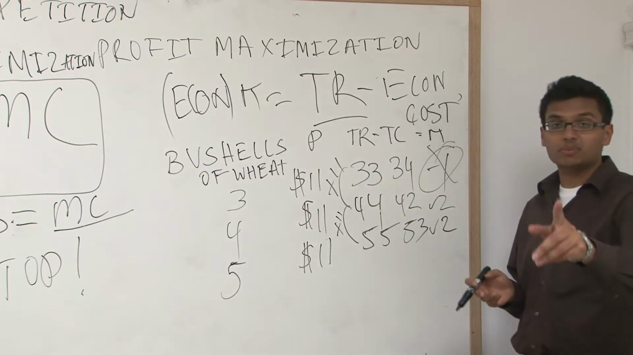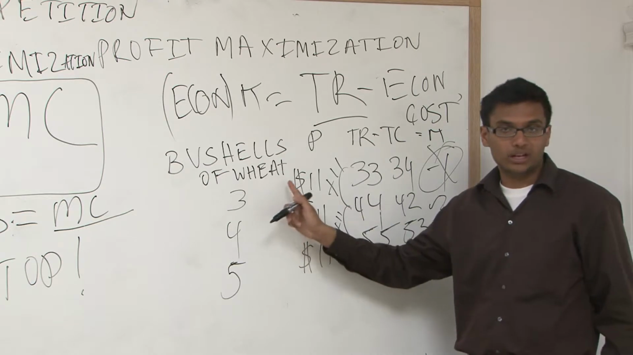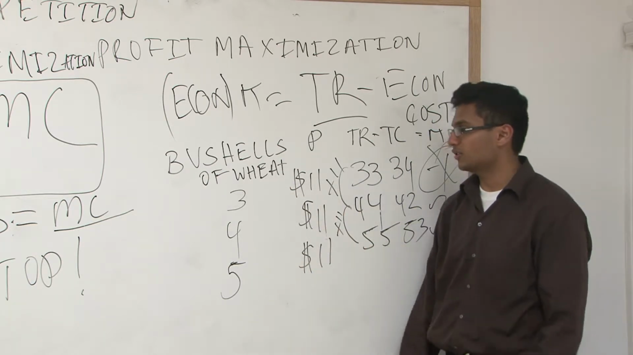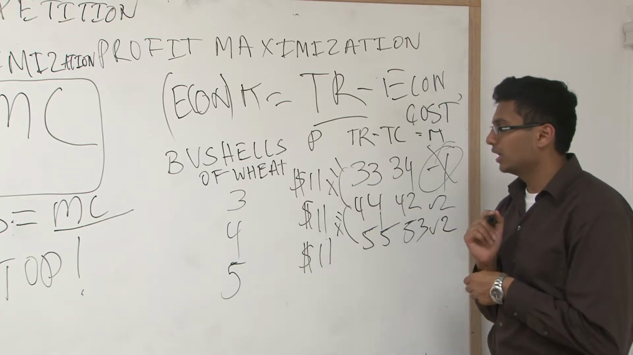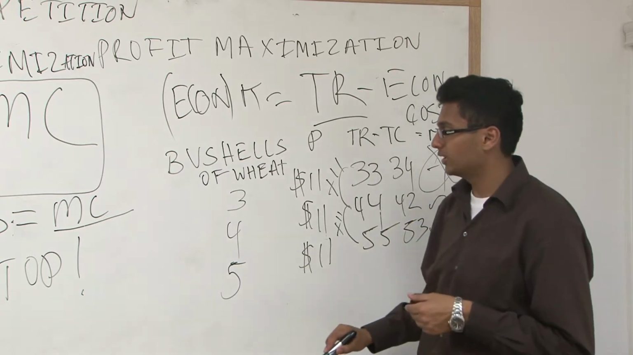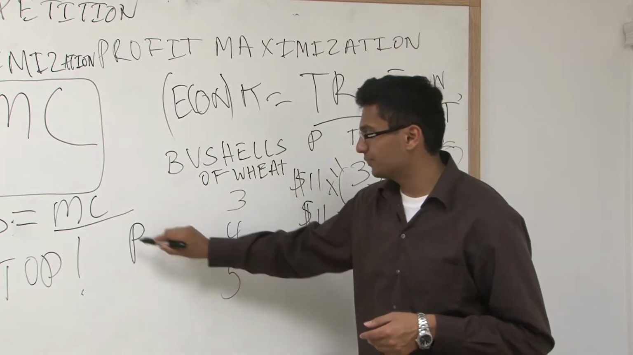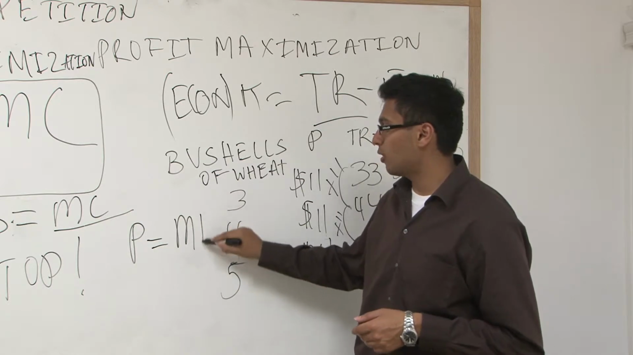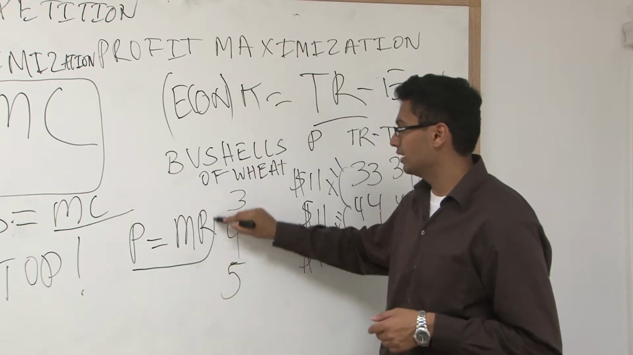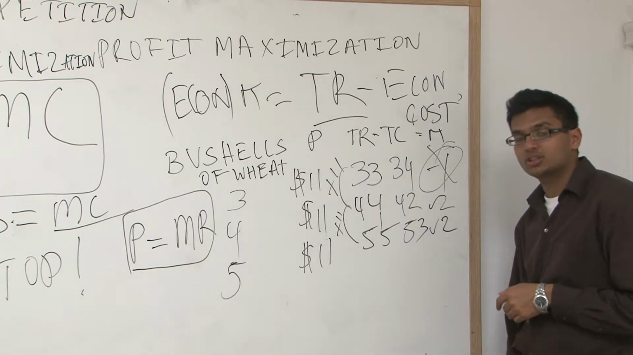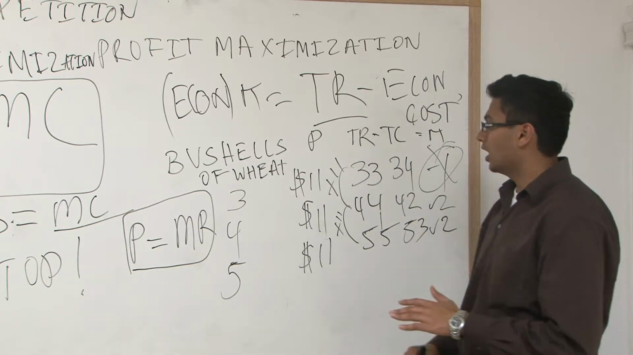Why is that? Well, think about it. We've changed only 1 unit of wheat, and my price hasn't changed. So here's a lesson you've already learned: in a perfectly competitive market, your price, P, is equivalent to your marginal revenue, MR. In perfect competition, your price always is equivalent to the marginal revenue. All right, so we figured that out.